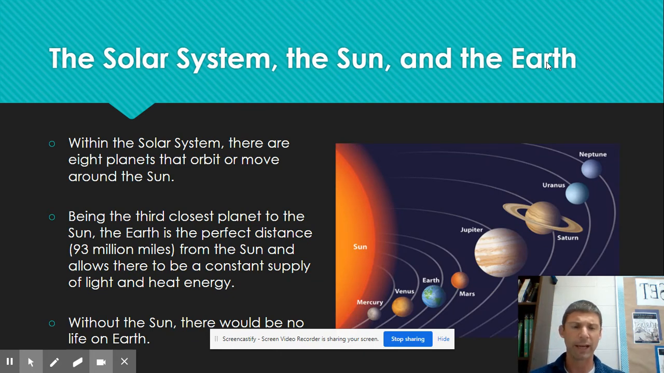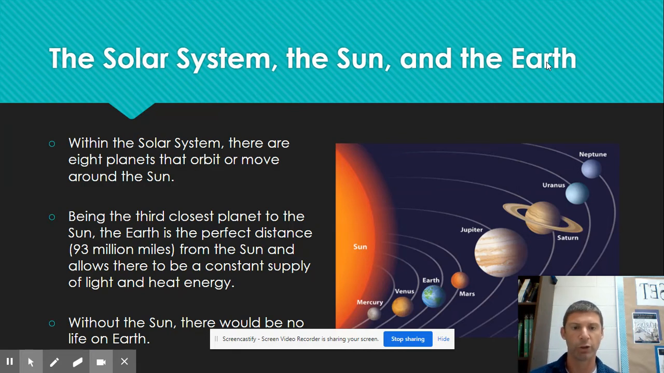So first thing we need to realize is that the Earth is a part of the solar system. We should know that. We're not going to talk too much about the solar system, but Earth's placement in the solar system makes it perfect for life to exist. Any closer to the sun, it'd be too hot. Any further away, it'd be too cold.